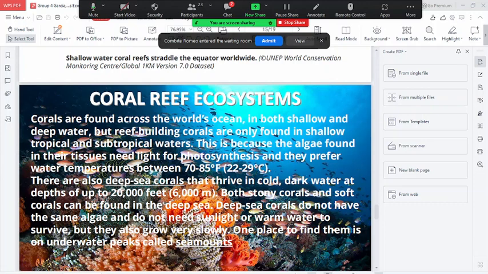There are also deep sea corals that thrive in cold, dark water at depths of up to 20,000 feet or 6,000 meters. Both stony corals and soft corals can be found in the deep sea. Deep sea corals do not have the same algae and do not need sunlight or warm water to survive, but they also grow very slowly. One place to find them is on underwater peaks called seamounts.